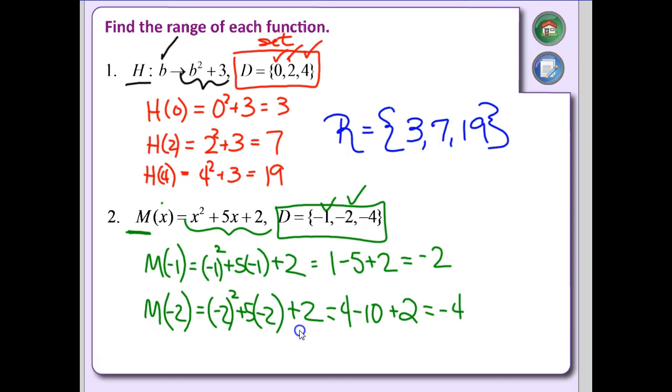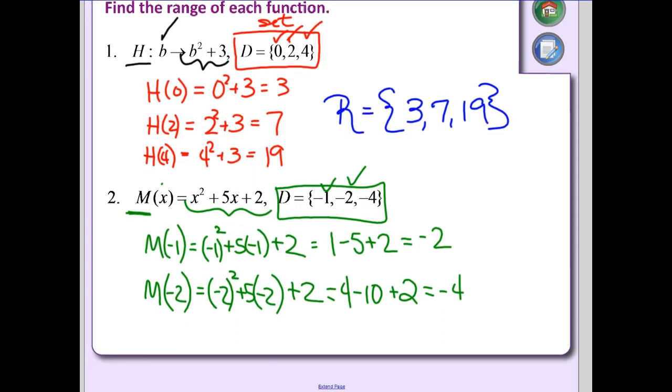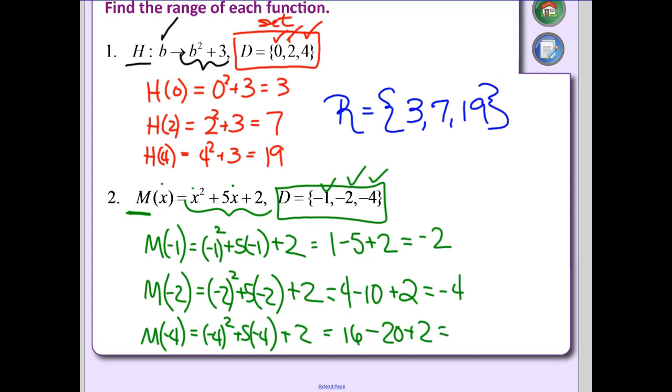Now, I've got the third member of the domain. My third member of the domain is negative 4. So we've got to find m at negative 4. I've got negative 4 squared. Remember, wherever I see an x, that's what I'm plugging in negative 4 for. Plus 5 times negative 4 plus 2. Well, negative 4 squared is 16 minus 20 plus 2. 16 minus 20 is negative 4. Negative 4 plus 2 is negative 2.